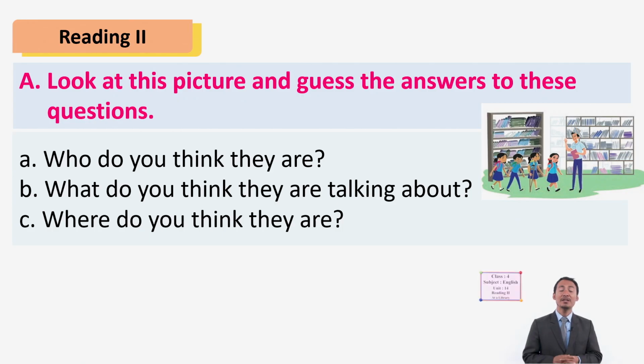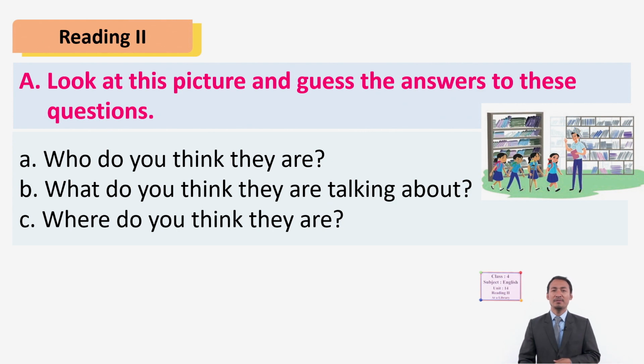So let's look at the first exercise, some questions before we read, with the pictures. Please look at the picture here and then tell me, who do you think they are? I have already introduced them. I know you can easily tell them, right? Who are they? Yes, you're right. They are students. They are children. And there is one librarian. The person who stays in a library is a librarian, and you will get books from him or her.